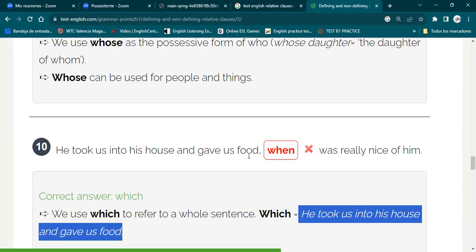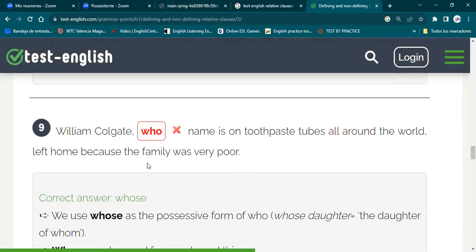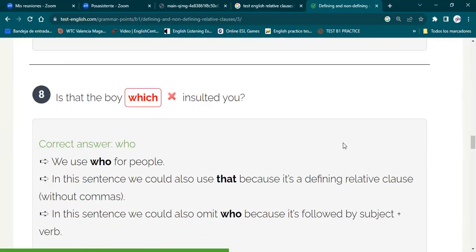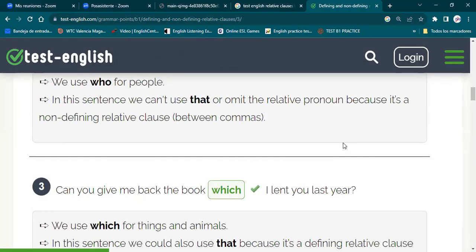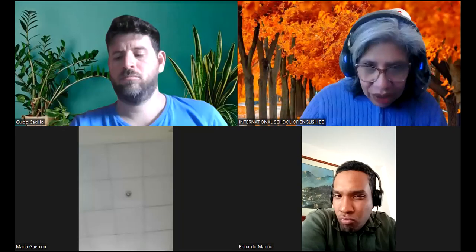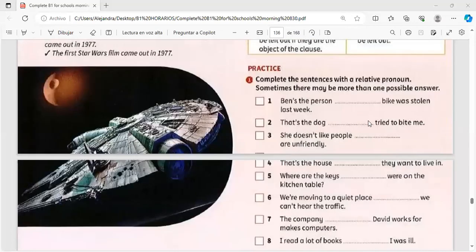Okay? Did you get it? The reason why we use which here, the reason why we use whose here, why we use who. Okay, it is no problem up to now. No. Okay, let's do the exercise in the book. Complete the sentences with the relative pronouns.